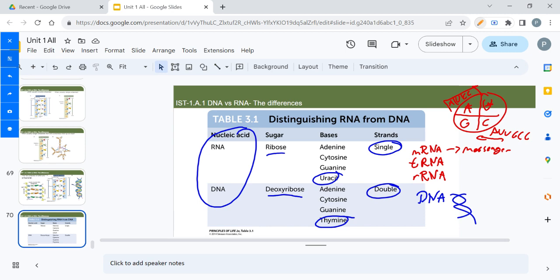Your tRNA are these little tiny molecules, right? We actually saw this earlier. They fold in on each other. They deliver the amino acid to the ribosome. They are the transfer. And finally, you have rRNA, which is ribosomal. It just helps build the ribosome.